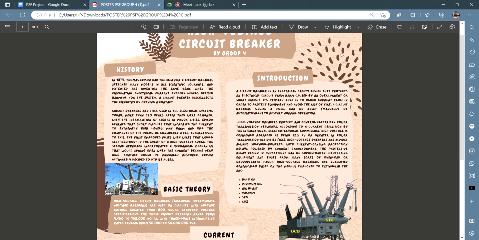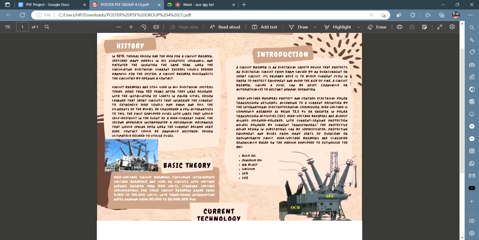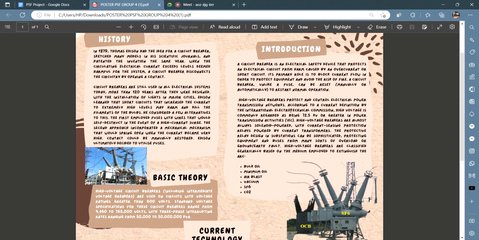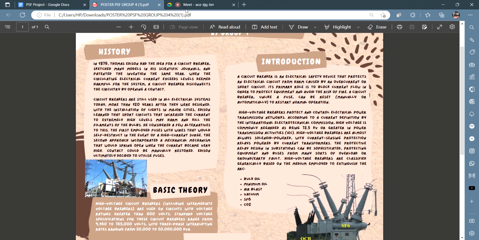High voltage circuit breakers are classified generically based on the medium employed to extinguish the arc. So these are the examples: bulk oil, minimum oil, air blast, vacuum, SF6, and CO2 high voltage circuit breakers.